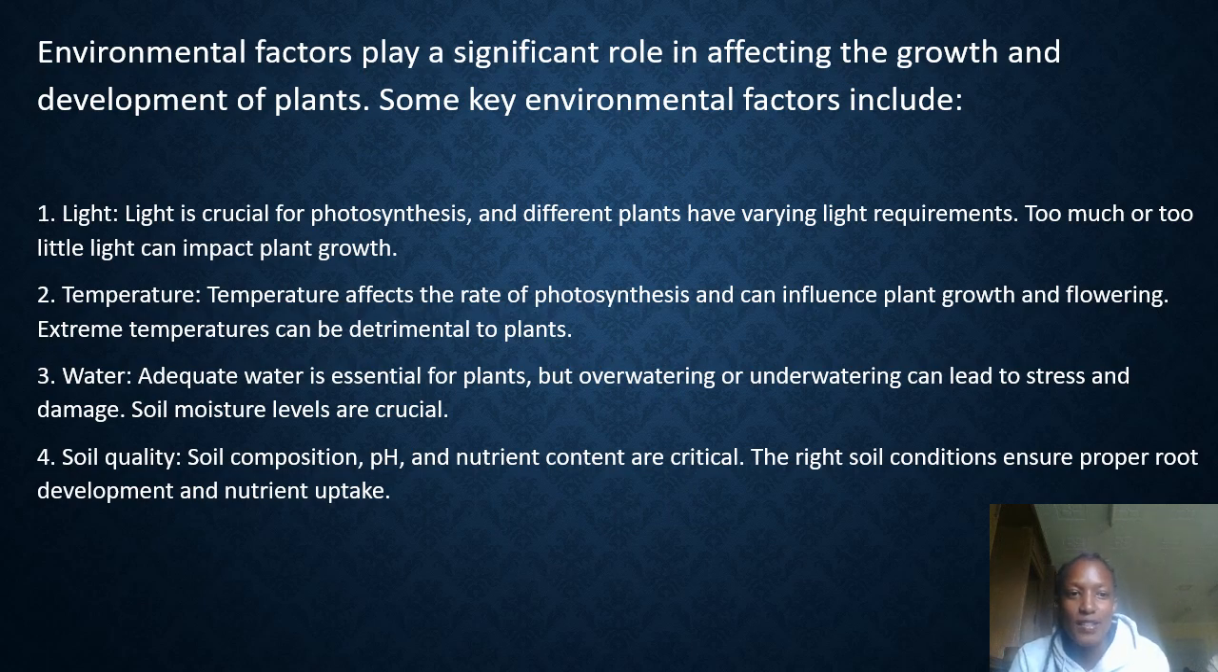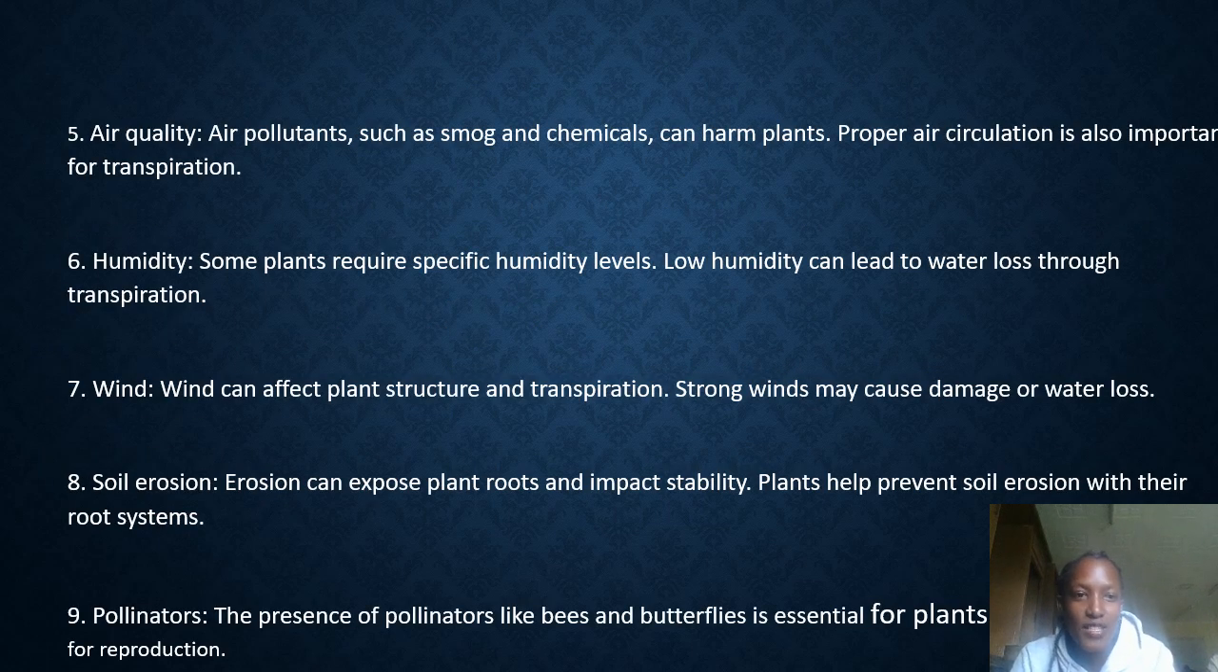The fifth one is air quality. Air pollutants such as smog and chemicals can harm plants. Proper air circulation is also important for transpiration. The sixth one is humidity. Some plants require specific humidity levels. Low humidity can lead to water loss through transpiration.